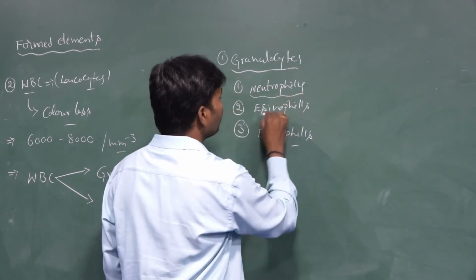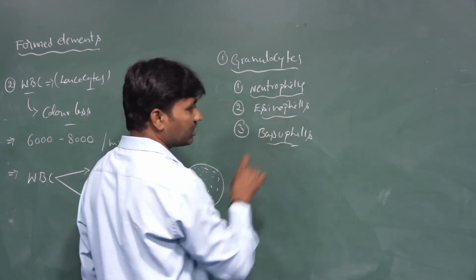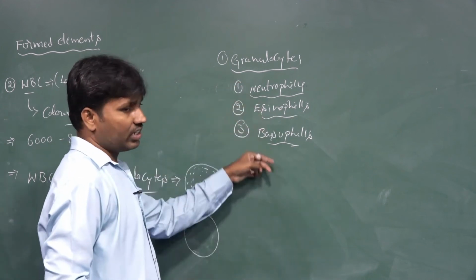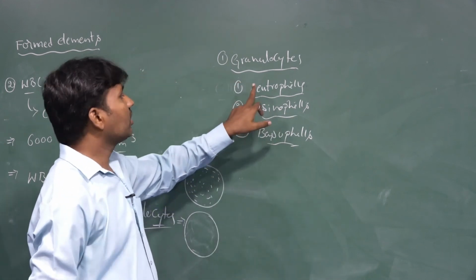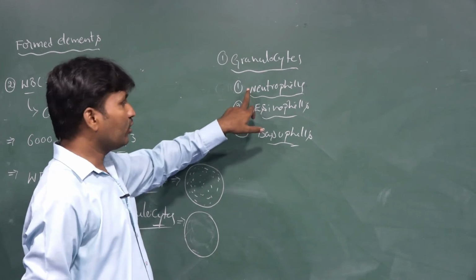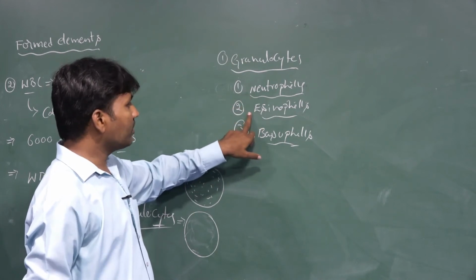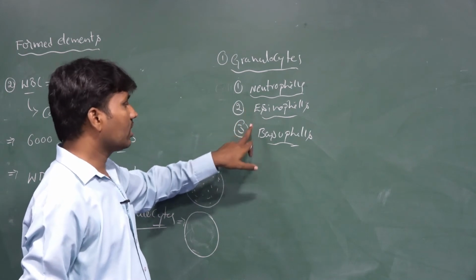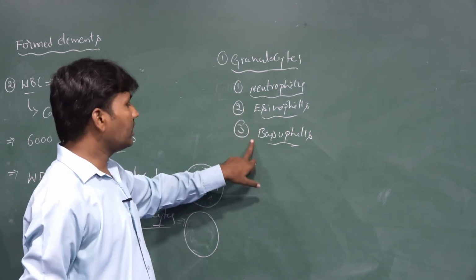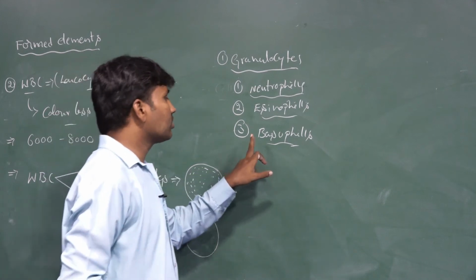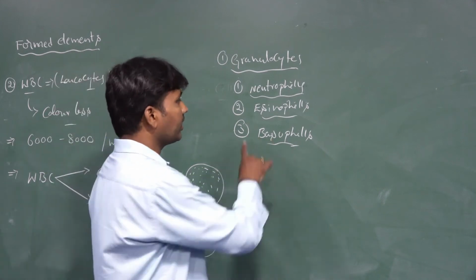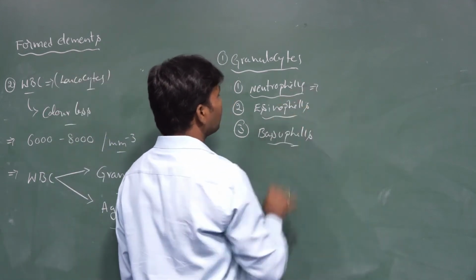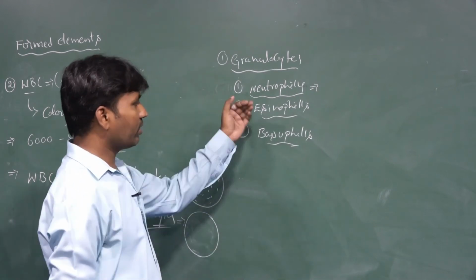So neutrophils, eosinophils and basophils are named based on the staining. Neutrophils means neutral dyes stain these cells. Eosinophils means acidic stains stain these cells. Basophils means the alkali or basic stains stain these cells. Like this we differentiate three types of granulocytes, and we can study them one by one.